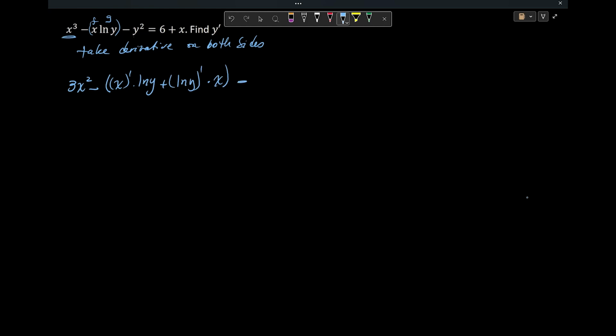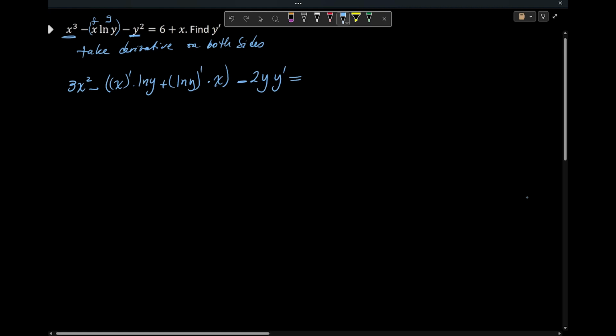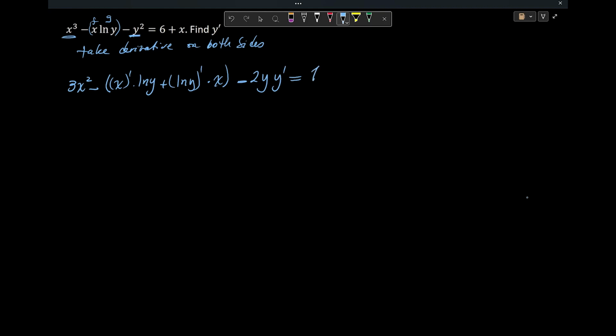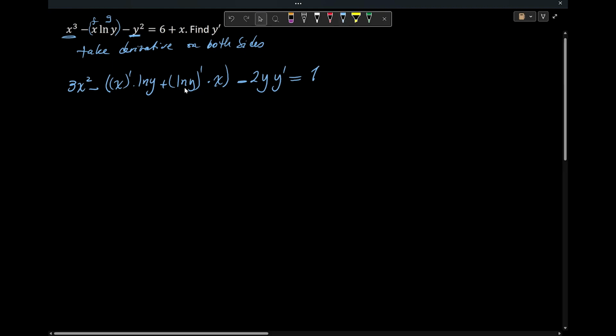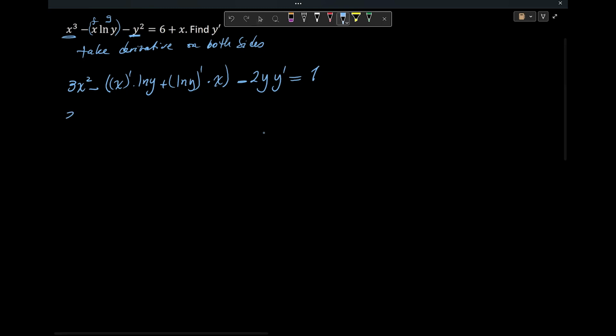Minus, now I'm here, derivative of y squared. Y is a function of x. So its derivative is the generalized power rule, 2y, y prime. Okay, equals, on the right side, that's a straight line with a slope of 1. So its derivative is 1. So I still want to solve for y prime, but I still have some derivatives to take as well. Maybe some of them will give me y prime. So let's go ahead and finish taking derivatives.